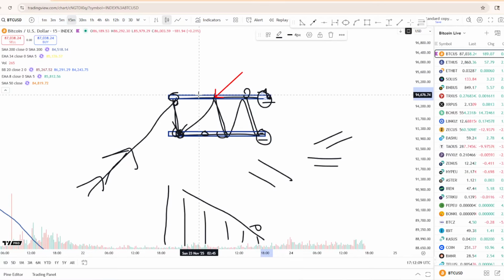But this is a bullish rectangle or a box in Japanese candlestick theory.